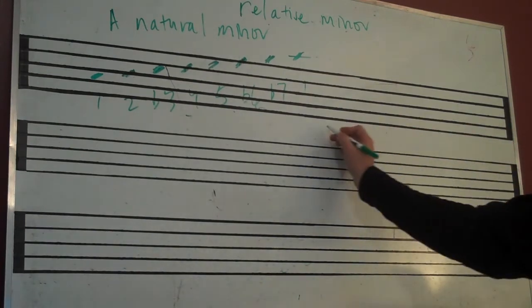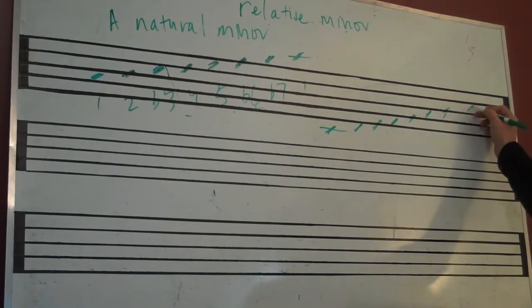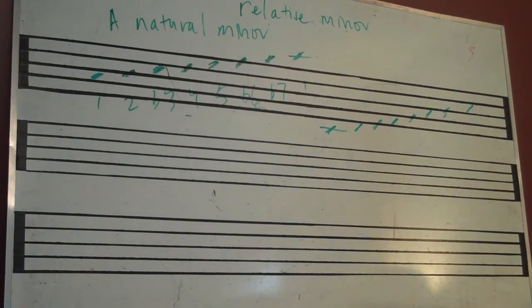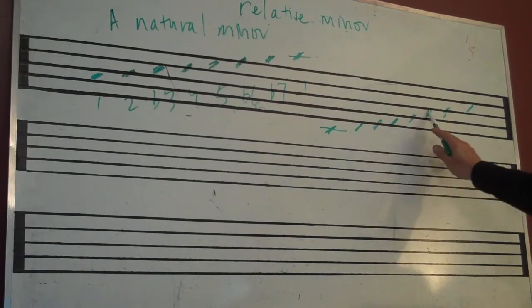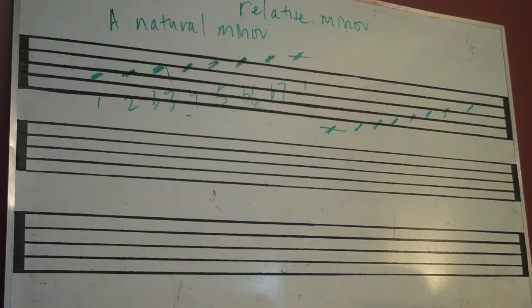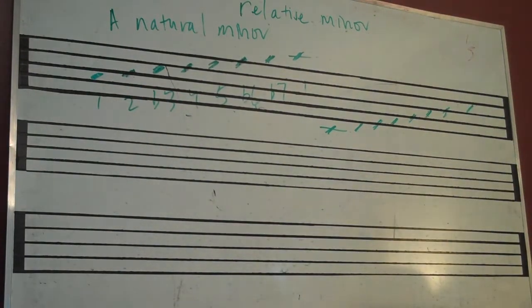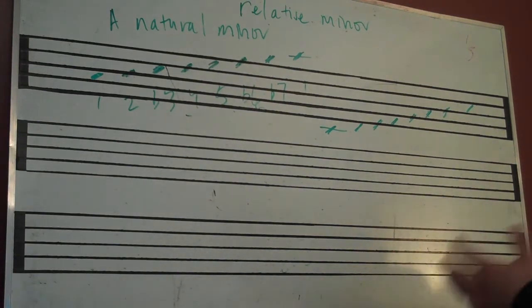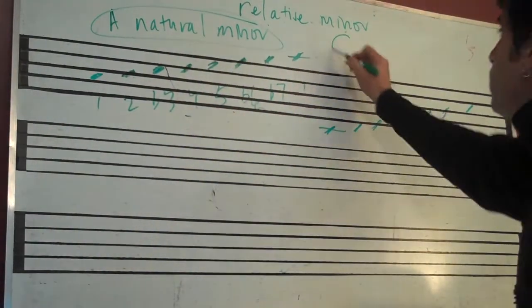So, if we write out C major scale, you'll see that A natural minor scale, A, B, C, D, E, F, G, A, is simply a C major scale that starts on A. That's all. That's how these are related. So you've got A natural minor, its relative major is C major.